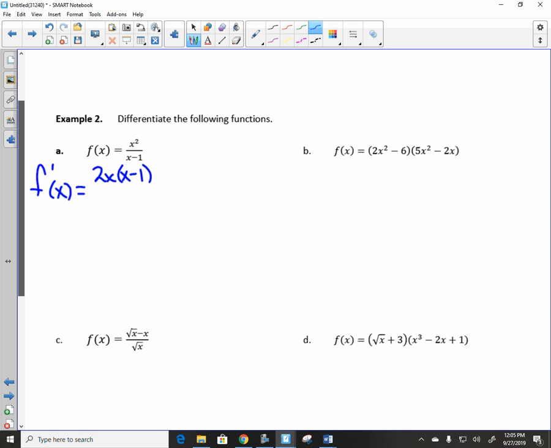Then it's subtraction. And you subtract the derivative of the bottom, 1, times the top left alone, divided by the bottom squared.